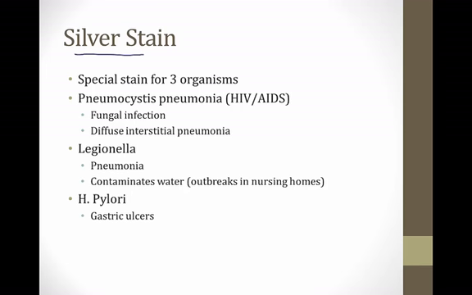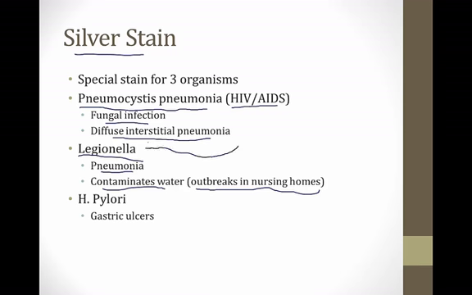where they're helpful. The first one is in pneumocystis pneumonia, which patients get when they have severe or end-stage HIV and AIDS. It's a fungal infection that causes diffuse interstitial pneumonia, and it's very hard to see this fungi unless you use a special silver stain. Legionella can also be stained with silver stains. It causes interstitial pneumonia, it contaminates water, it classically causes outbreaks in nursing homes. It's very hard to visualize Legionella, and so these special silver stains are used.